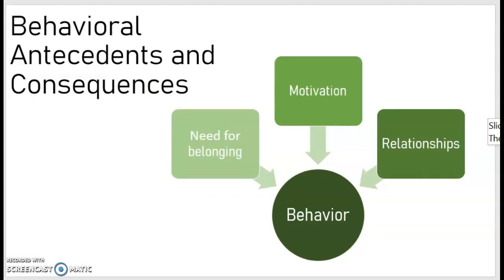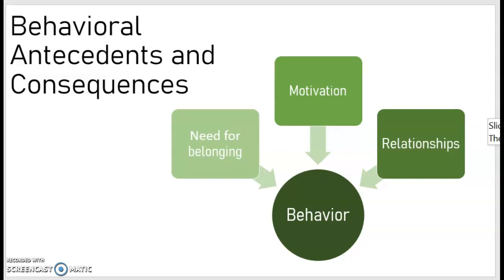Another thing to really consider with the cooperative discipline model is the behavioral antecedents and consequences. There were 3 main categories that I drew from the research that I read that went into how students responded and how they behaved. There was the need for belonging that students have. There's motivation: what is their motivating factor behind that behavior? And their relationships: how are their relationships with classmates, with parents, with other adults?